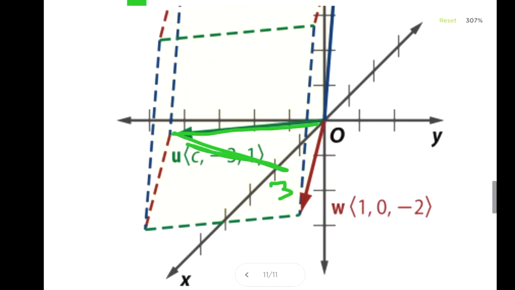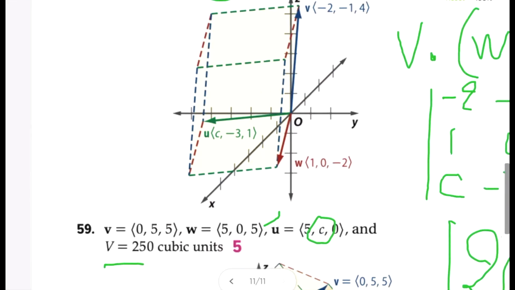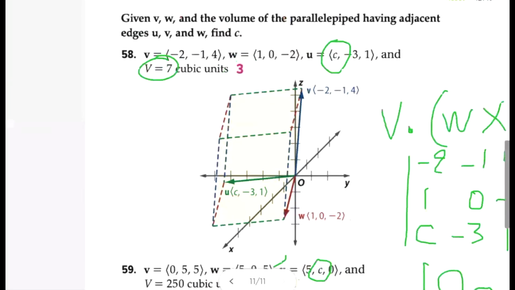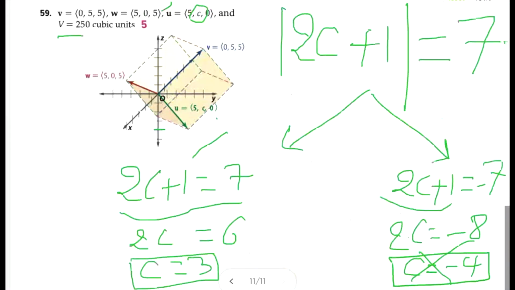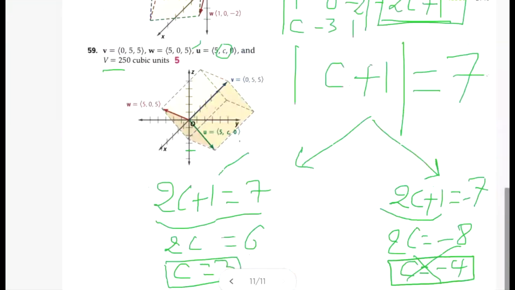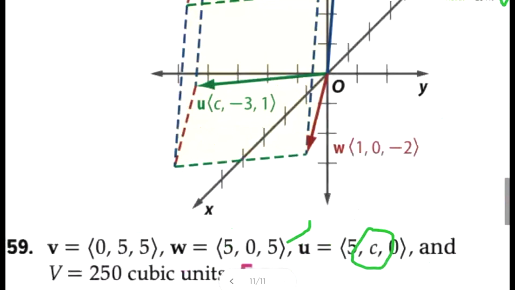We don't accept -4. If this vector was going to the other direction, we would accept -4. Okay. You need to look at the diagram to decide which C you take. Okay, so C equals 3, we accept the positive one. But when you solve, you have to solve like this, so you get both values and you reject the negative one. It's not because it's negative, but because of the position of the vector u. Vector u, this vector, as you can see, is coming to this direction with x positive.